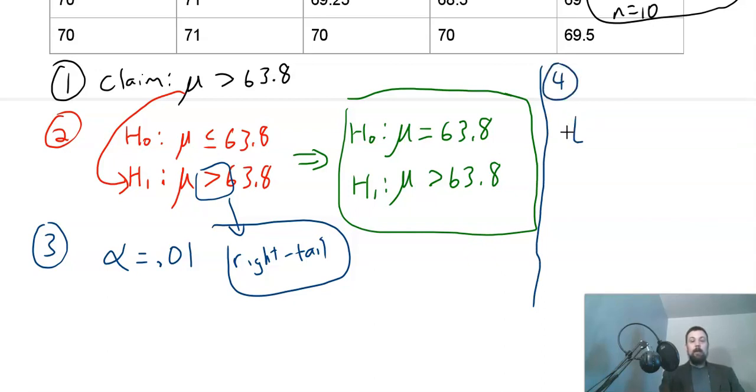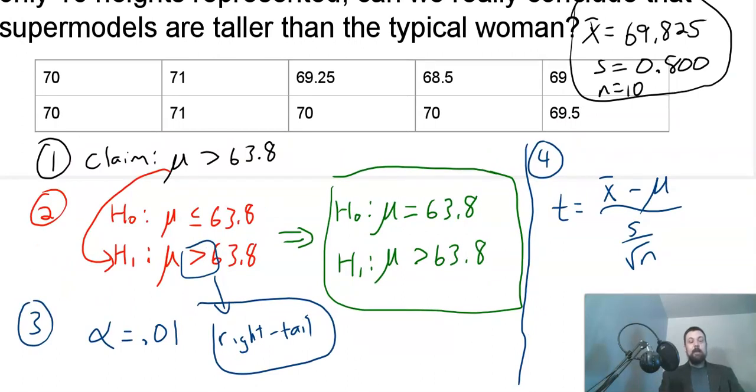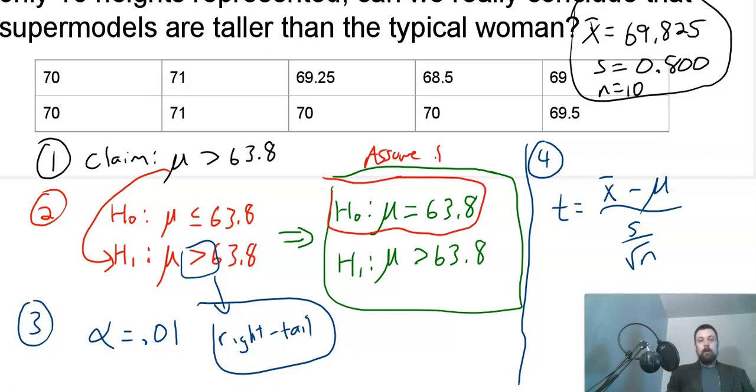Phase 4 is to find the test statistic, which will be the sample mean minus the population mean over s divided by the square root of n. We identified many of these values in our sample statistics, but the one we didn't identify is the population mean, which we actually don't know. But the value that we're going to use for the population mean is from the null hypothesis. So we're going to assume that the null hypothesis is true, that mu does actually equal 63.8 without any evidence. We're just assuming it for the sake of argument. So we're assuming that supermodels have a mean height of 63.8.